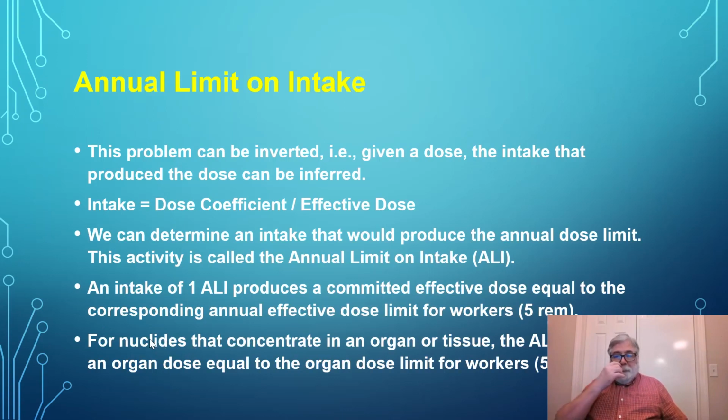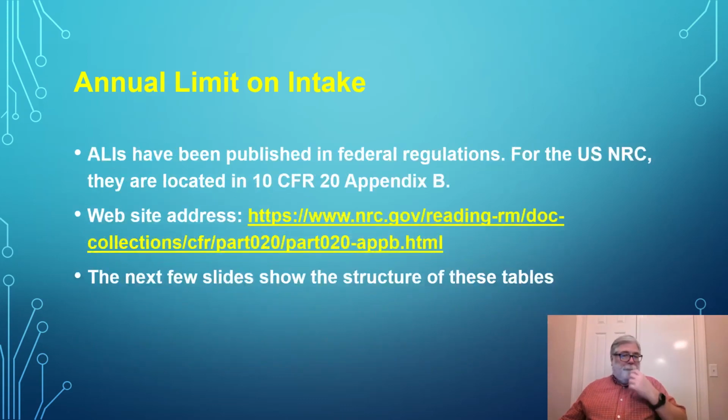So that's true for organs that generally distribute throughout the body. If a nuclide or a particular material concentrates in an organ, then you can have an ALI value that would correspond to the annual limit for an individual organ. The limit for dose to individual organs is 50 rem a year. The effective dose equivalent for the whole body is 5 rem per year. And so you can have annual limits that correspond to both those standards. And so these ALIs have been published in federal regulations.